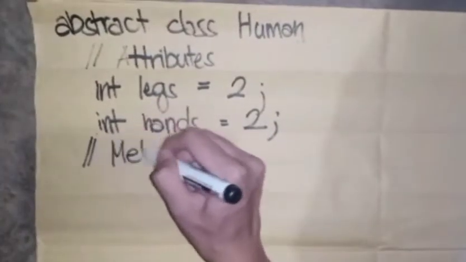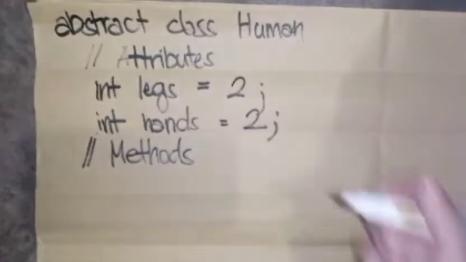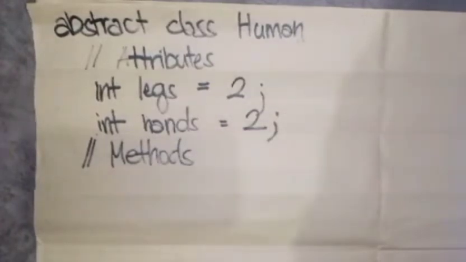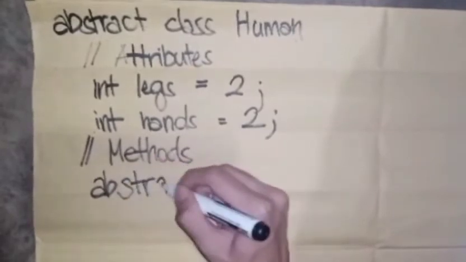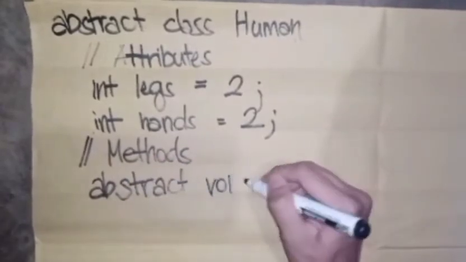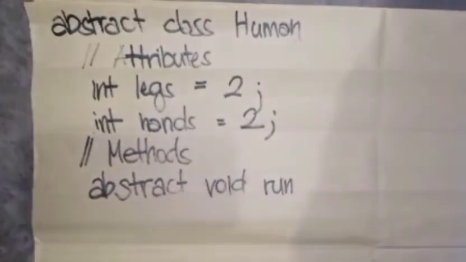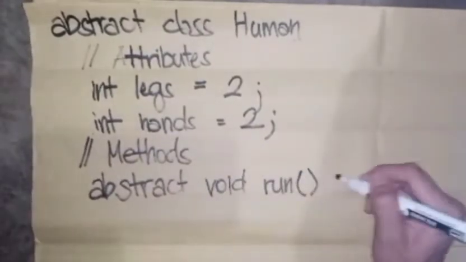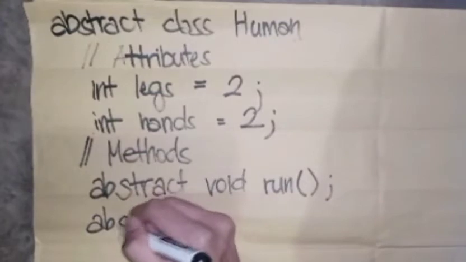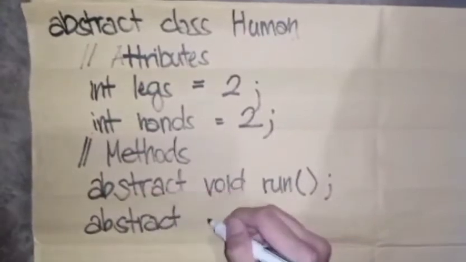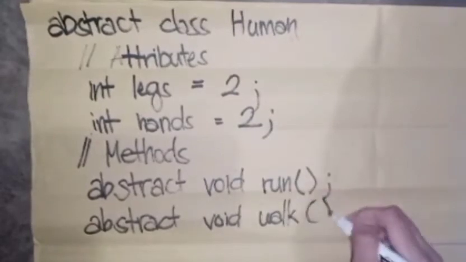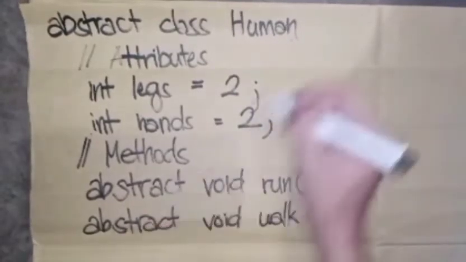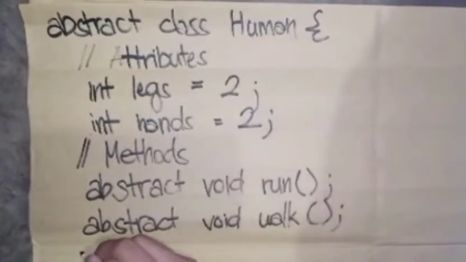We then wrote the comment of methods, so you may know that the next lines we are going to write are the methods of superclass human. We are going to write abstract void run with a parenthesis. This is our first method. The second method is abstract void walk. We use the keyword abstract instead of public so that these methods could only be used through inheritance.